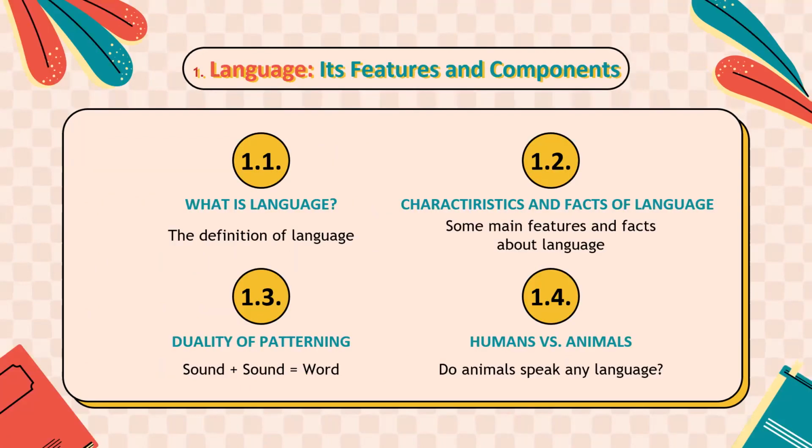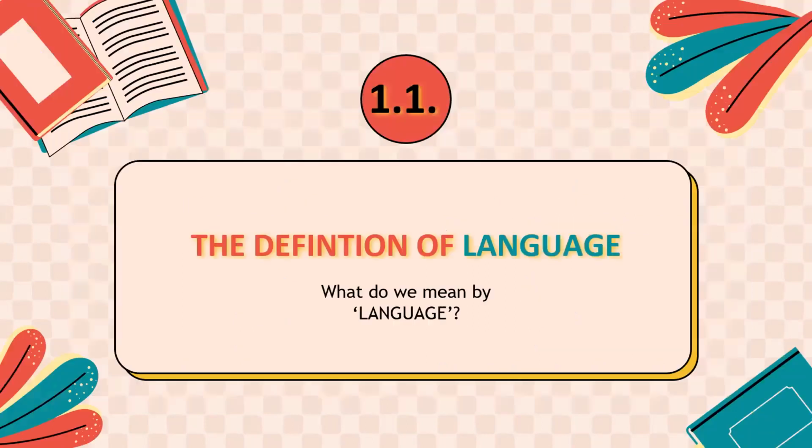In these slides, we are going to study what is language, the definition of language, characteristics and facts of language, some main features and facts about language, the ability of patterning, and humans with animals. We're not going to take them in this lecture, we are going to take them in the next lecture. However, in this lecture, we are going to take the first and second: what is language, and characteristics and facts about language.